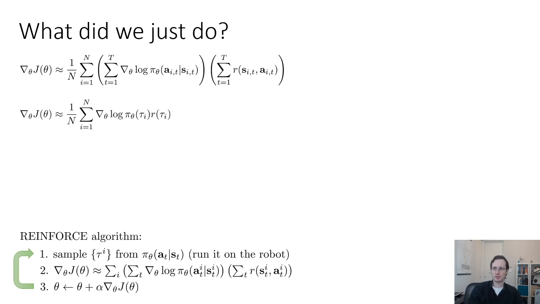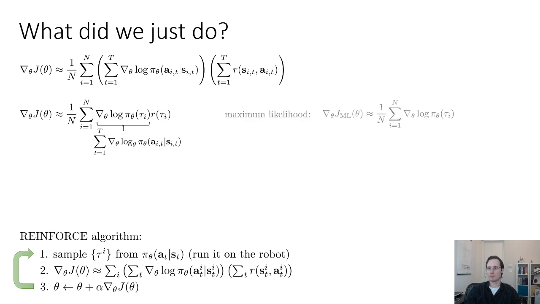So to avoid all the parentheses, let's just simplify things a little bit. Let's just write it like this, where we have pi theta of tau_i and r of tau_i, so that just hides the sum inside this tau notation. Okay? And let's compare it side by side with maximum likelihood some more. So maximum likelihood increases the probability of all the actions along the trajectory, whereas policy gradient increases the probability of actions along trajectories of positive reward and decreases the probability for trajectories with negative reward.